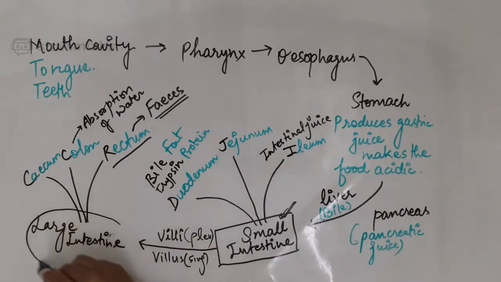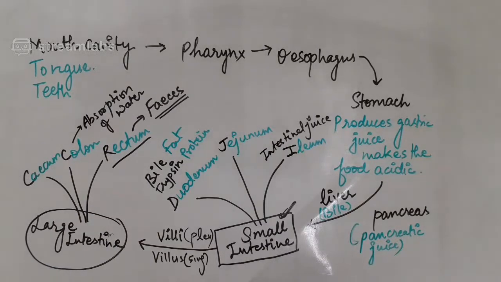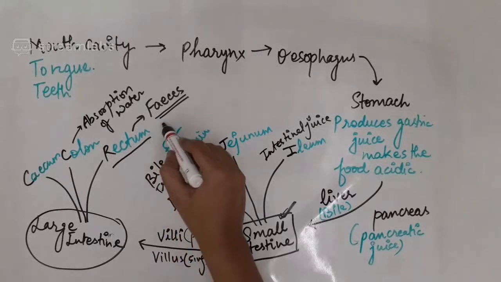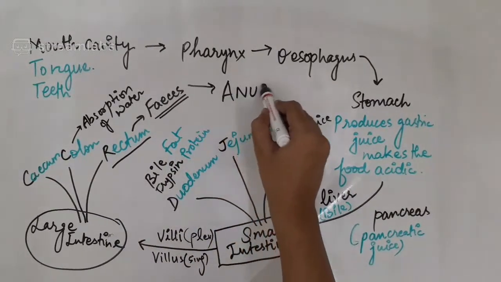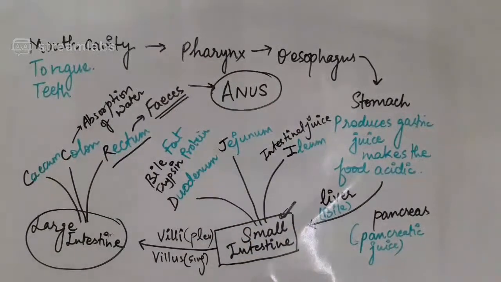After this, the food goes into the anus. Anus is the part which helps in the egestion of food, that means removal of waste food particles outside the body.